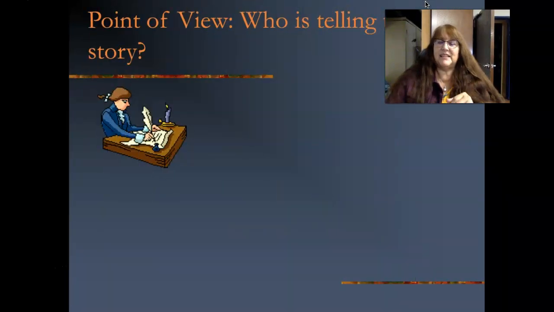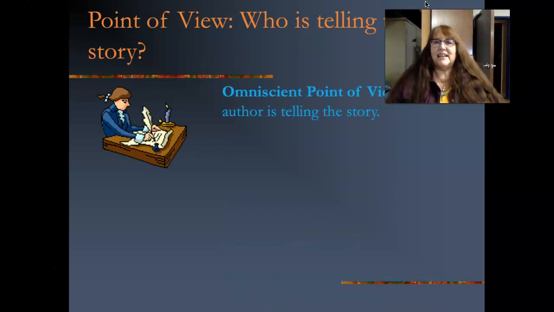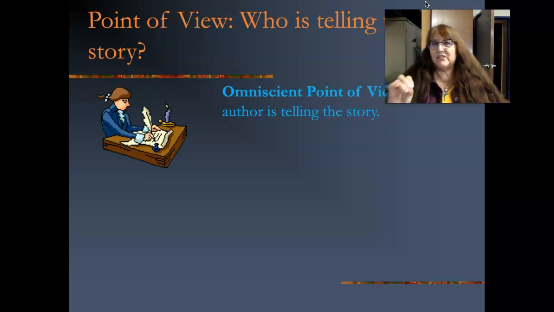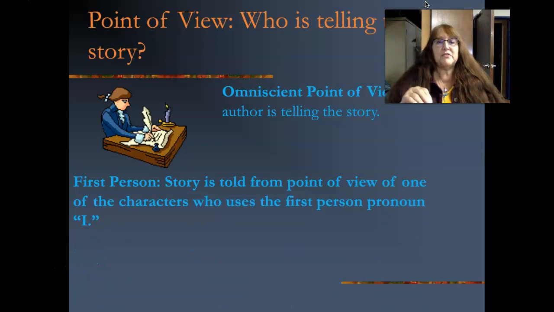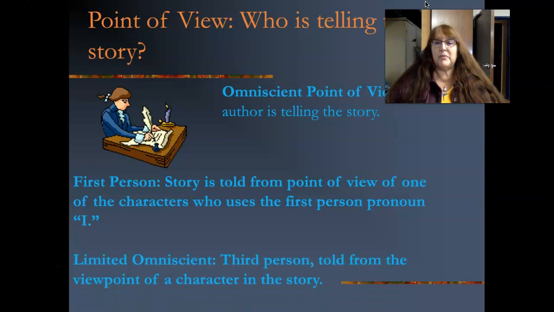And points of view is our last slide. And the last thing, look at that guy's writing. So busy. Okay, omniscient. Omniscient means all-knowing. The prefix omni means everybody, right? The author's telling the story. He knows how it's going to end. That's exactly the way Of Mice and Men is written, in an omniscient narrator. First person. The story is told from the point of view of one of the characters, which is To Kill a Mockingbird, right? Scout's voice from beginning to end. It's first person. And then limited omniscient, third person, is told from the viewpoint of a different character, right?